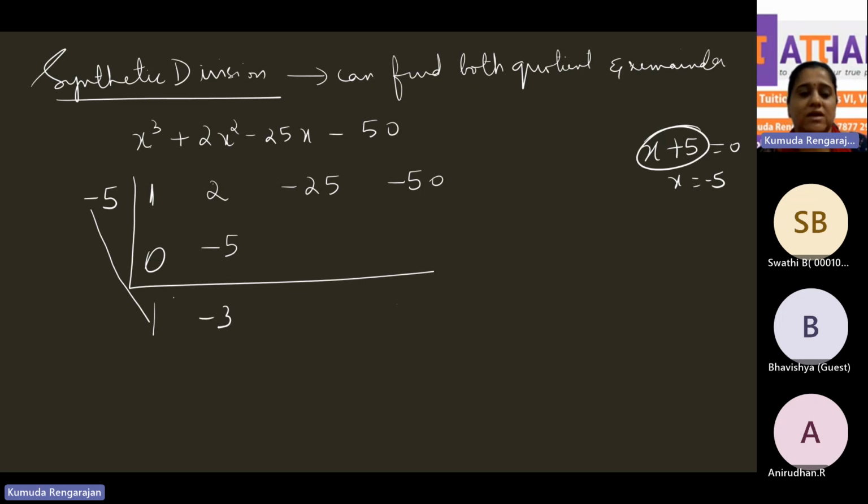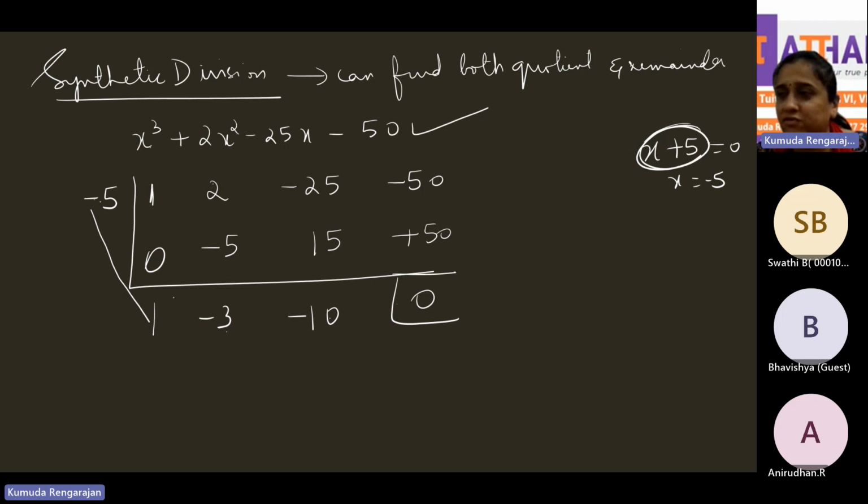Minus 3. Minus 5 into minus 3 is plus 15. Again, minus 25 plus 15 is minus 10. Now multiply. Minus 5 into minus 10 is plus 50. And the remainder is 0. This is the remainder. When you divide this one by x plus 5, the remainder is 0. And the quotient is, this is the constant term. This is the x term. And this is the x square term. So x square minus 3x minus 10 is the quotient.